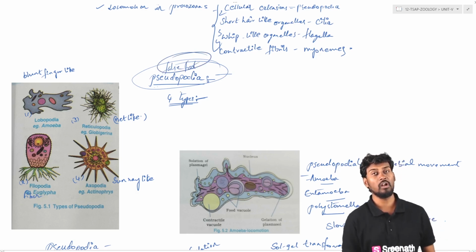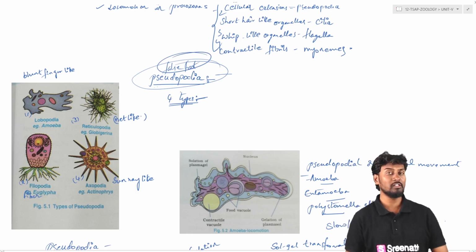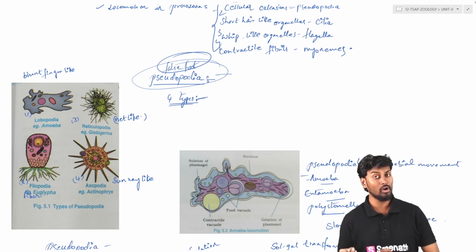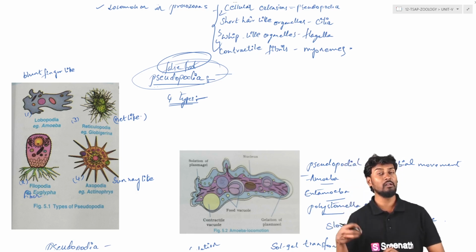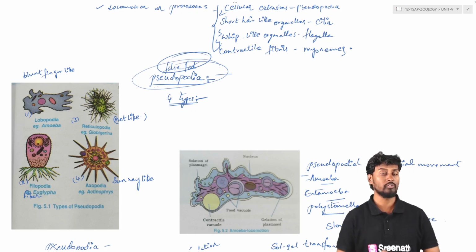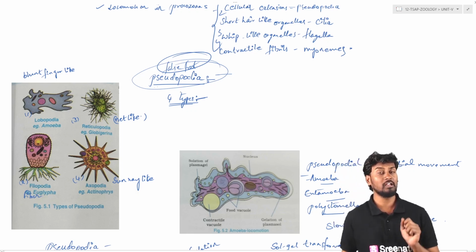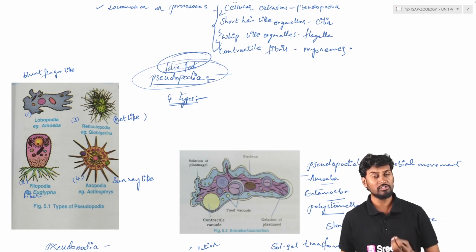So false foot is called pseudopodia. Pseudopodia is a very common kind of locomotion, a common locomotory organelle generally involved in the locomotion process in most protozoans. Most protozoans show pseudopodia, the false foot, for locomotion from one place to another in search of mating or food material.